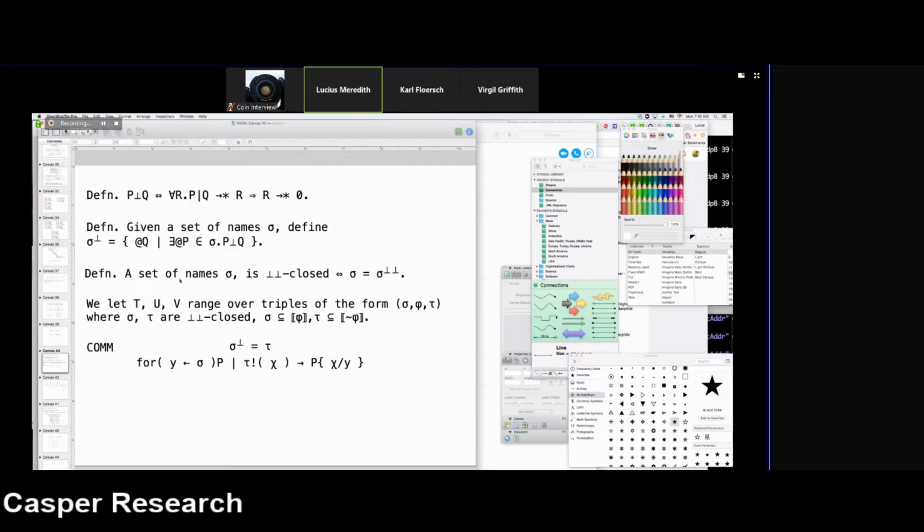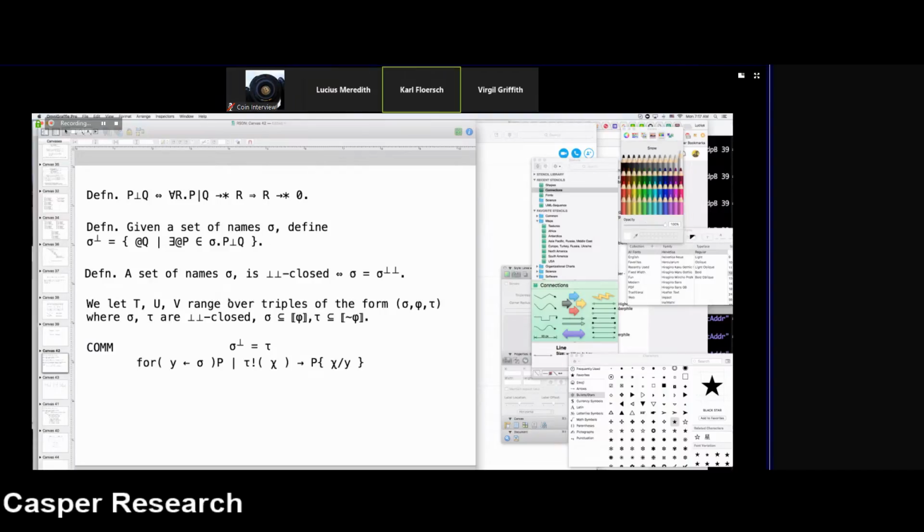And then we say a set of names sigma is double perp closed if and only if sigma is equal to the perp of sigma perp. So when you can calculate this set of names, and then from that set of names, you can perp it again and calculate a new set of names. And if you get back to sigma, that's double perp closed. Sigma is double perp closed.